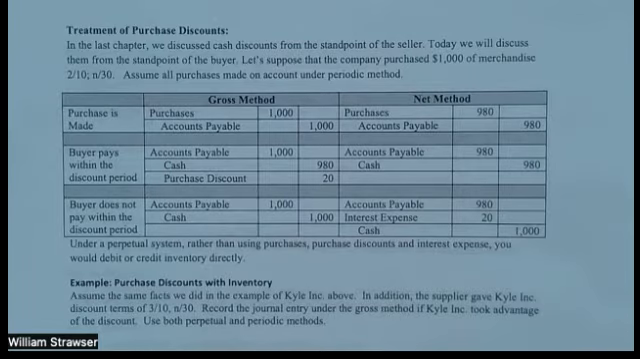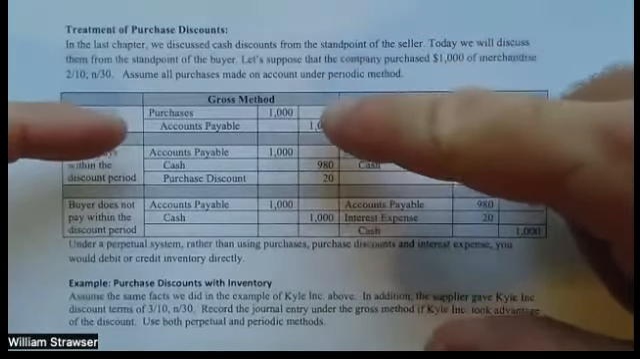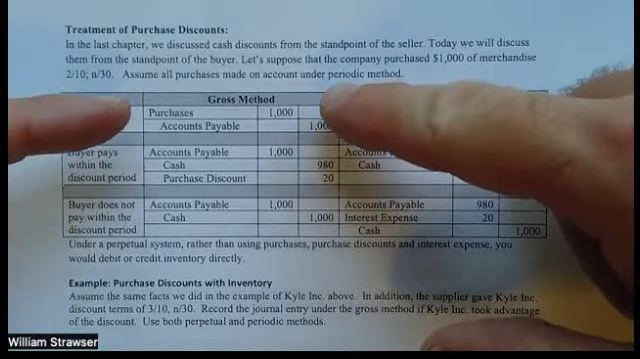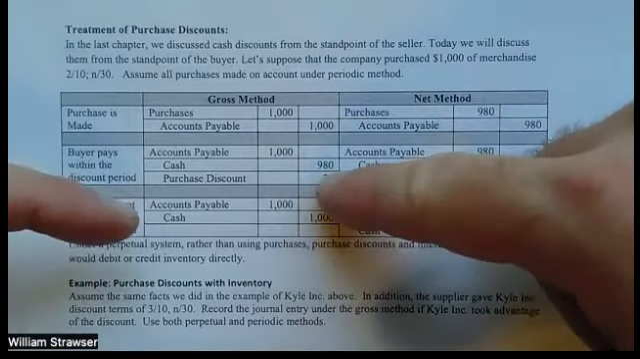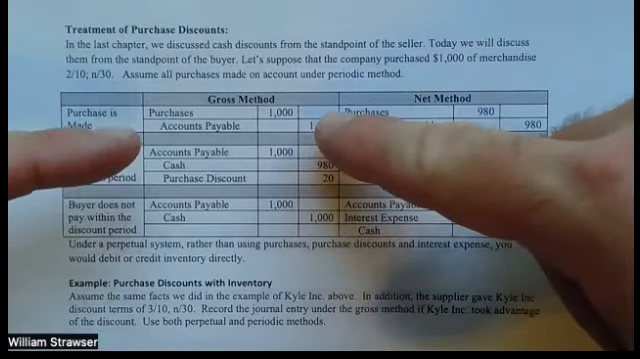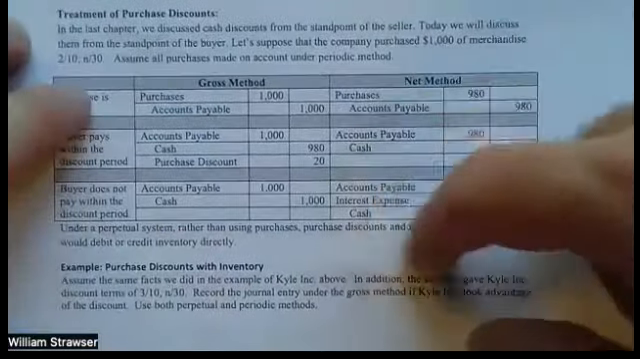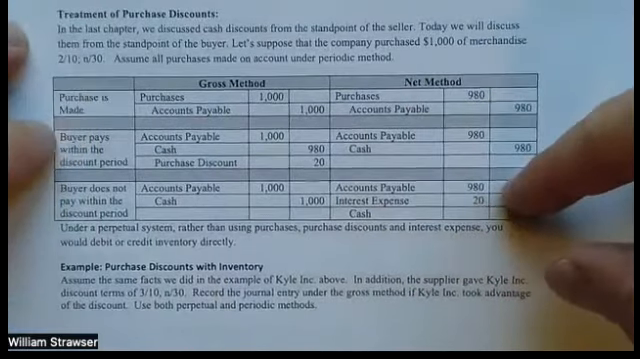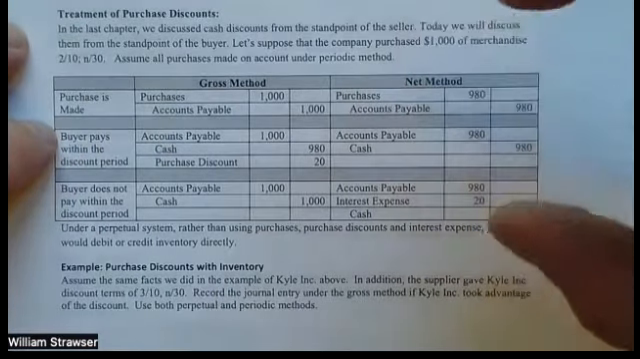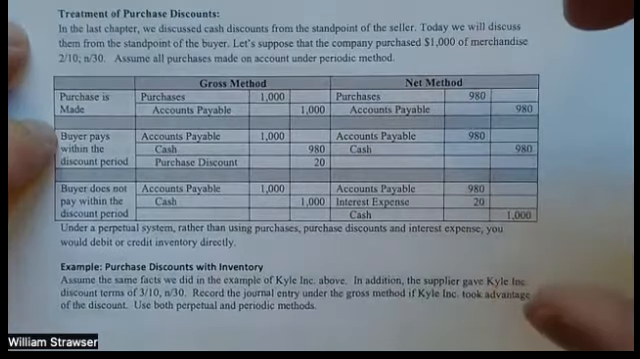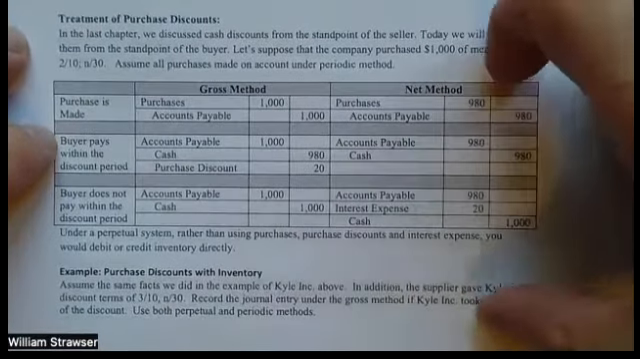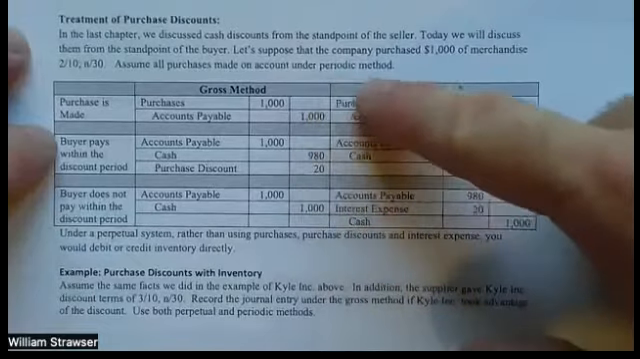But of course, for every seller, there's a buyer. Now we're looking at it from the buyer's side. The buyer has the same choices. They can treat their purchases and the cash discounts they're offered in a gross method, where they record the full price, or net method, where they record the reduced price. And this is all under the periodic method, right? Assume that all purchases are under the periodic method.